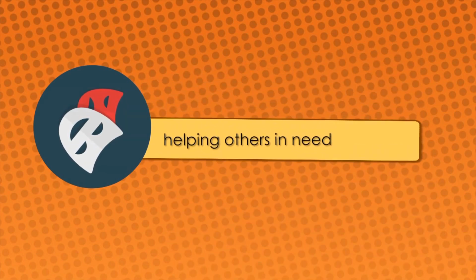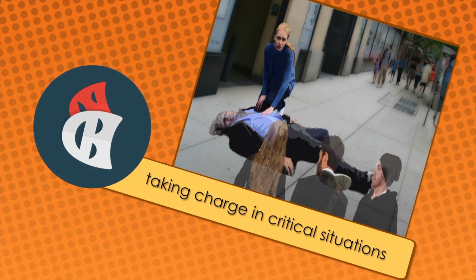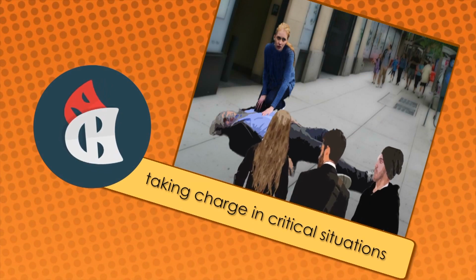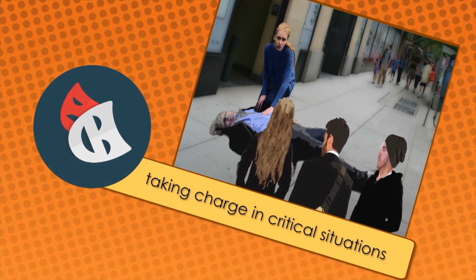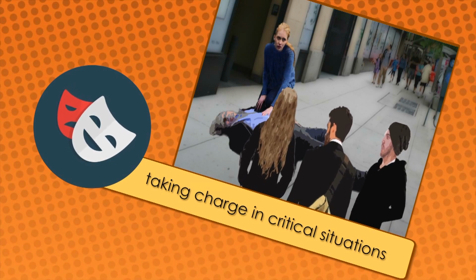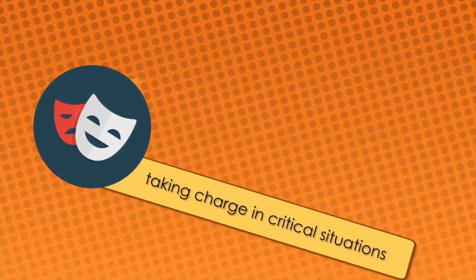The last theme of this drama is taking charge in critical situations. During the event, the woman in blue quickly assessed the situation and determined what to do. She knew what needed to be done and instructed Rebecca, Patrick, and David with different tasks. Had she not been there, the man would have died.